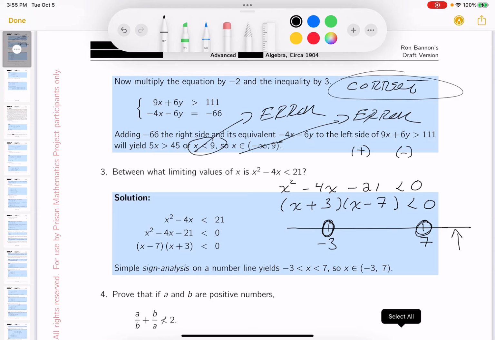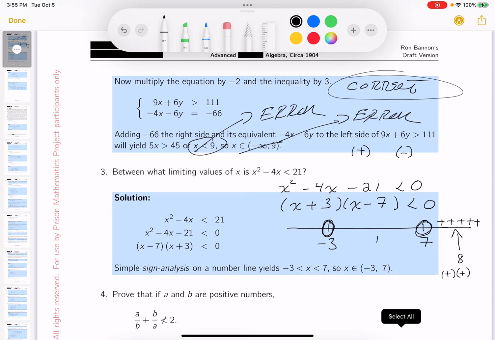So for example, a good test point over here, and you can pick any number you want after 7, I'm going to say 8. If you plug 8 into the first factor, 8 plus 3 is 11, which is a positive number. If you plug 8 into the second factor, it would be 1, which is a positive number. Well, a positive number times a positive number gives you a positive result. Any number you pick in that interval would turn out to be positive.